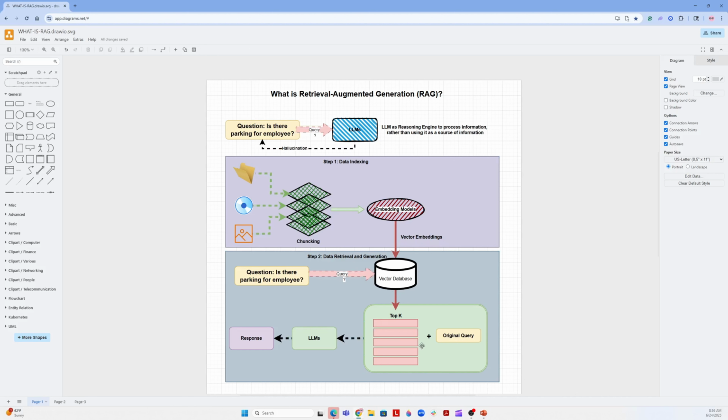Once that information is ready, together with the original query, it is put into the LLM, and the LLM will be able to formulate the answer and return it as the response.